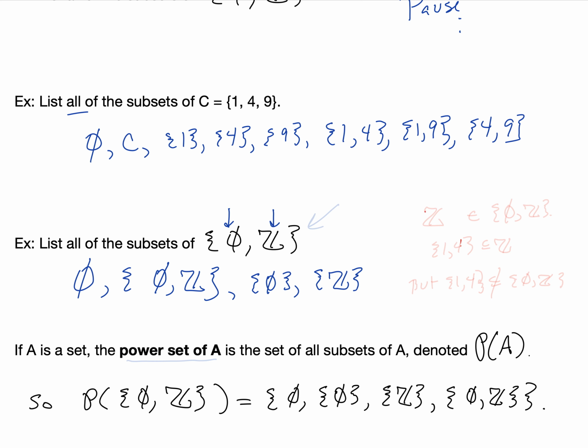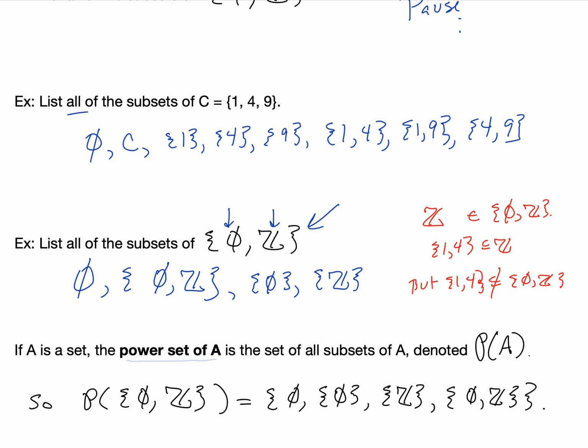Notice that even though the set of all integers is an element of the set containing the empty set as well as the set of integers, for example, the set containing 1 and 4 is a subset of the integers, but the set containing 1 and 4 is not a subset of the set containing the empty set and the integers, because the set containing 1 and 4 is not itself an element of that set.